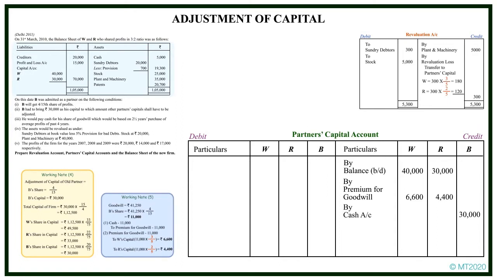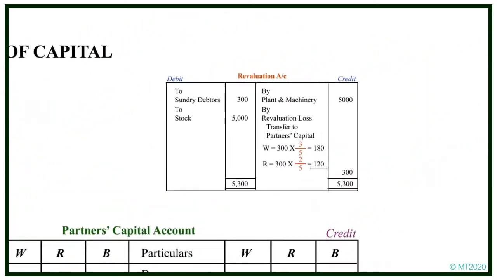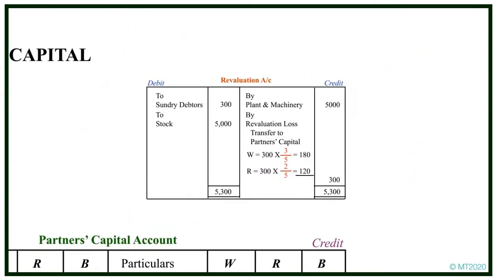On finishing the posting of these aspects, now you would refer to the revaluation account to check whether we have profit or loss on revaluation. So in the given solution, we found out that we have got revaluation loss 300 rupees, which got transferred among partners capital, W 180 and R 120, because this loss will be shared only by old partners and not the new partner. So the loss 180 and 120 got debited to the old partners capital.